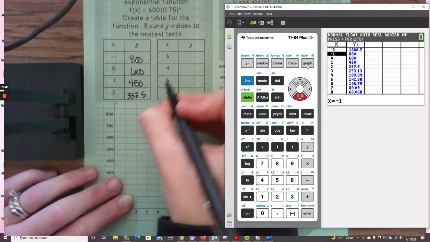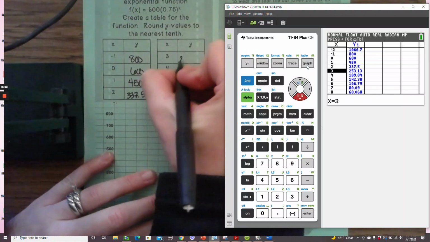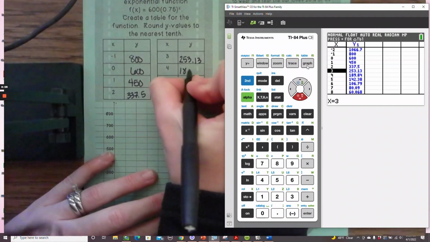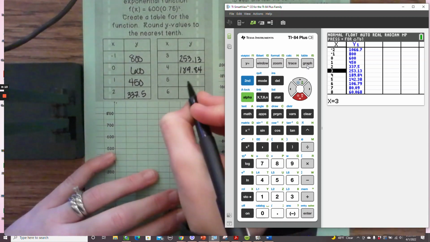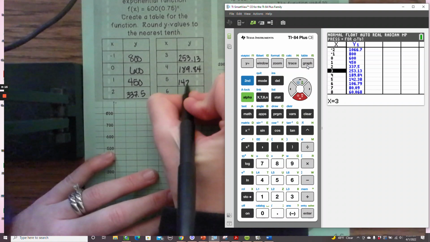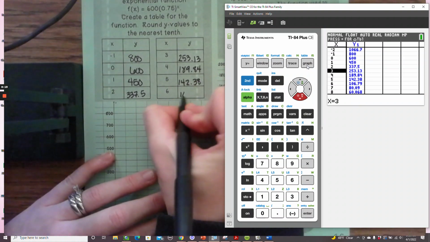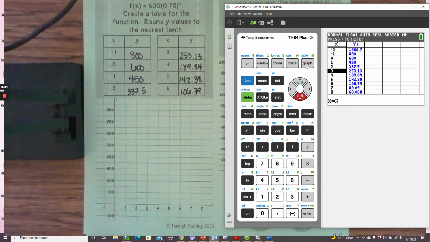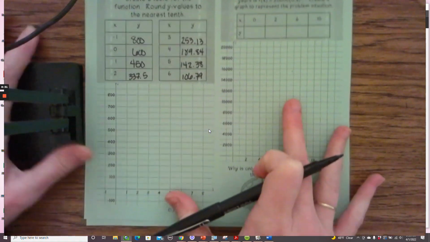337 and 5/10. And 3 is 253.13. 4 is 189.84. 5 is 142.38. And 6 is 106.79. So again, I didn't round to the 10th, I rounded to the 100th, so again, I apologize, I kind of get going. Okay, and so once we have that table, we can graph our points.